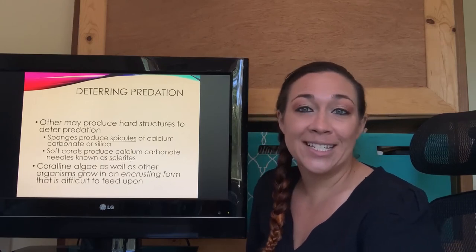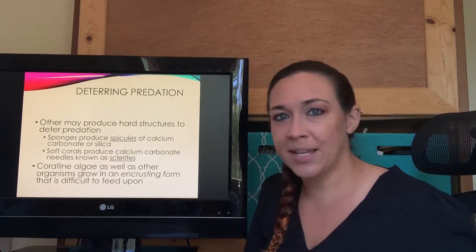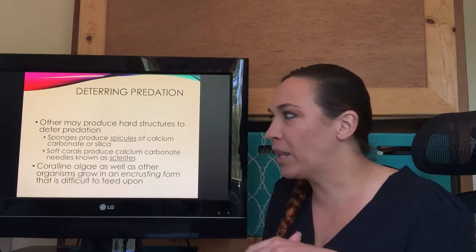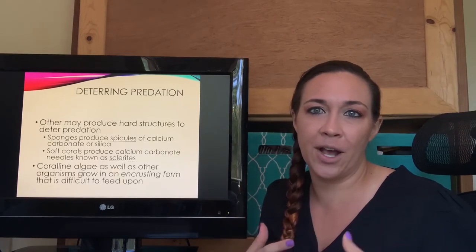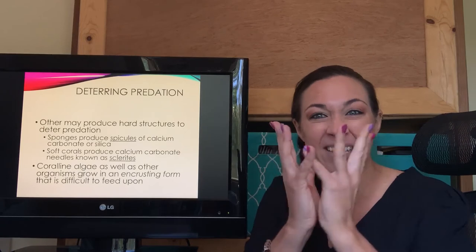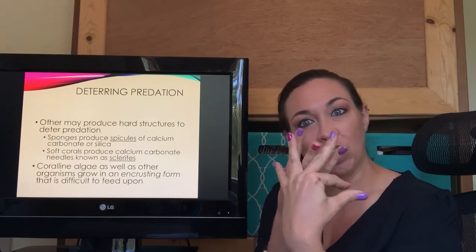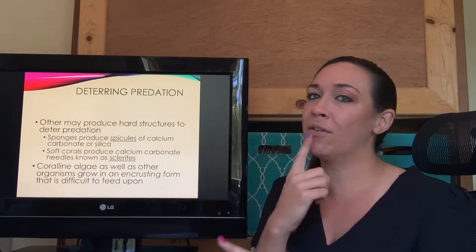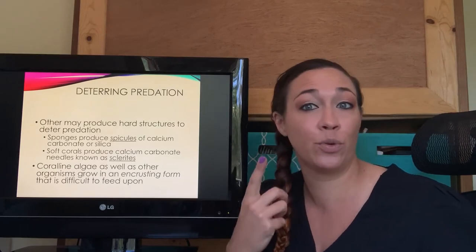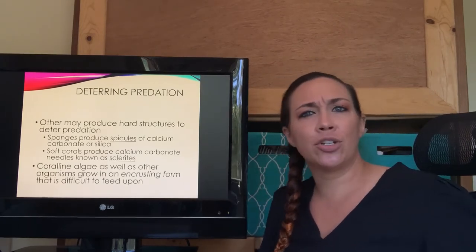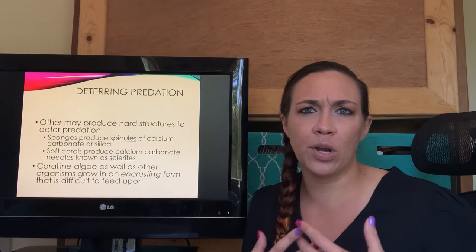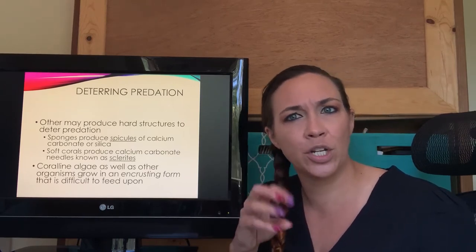We've already learned that sponges have spicules, right? These spicules, or sclerites, that are found in soft corals are basically spiky little internal structures. So if you were to try to bite down on it, you're going to get a spike in the roof of your mouth. Any kind of hard structure, or these spikes or spicules, are going to prevent any organism from trying to chew on them.